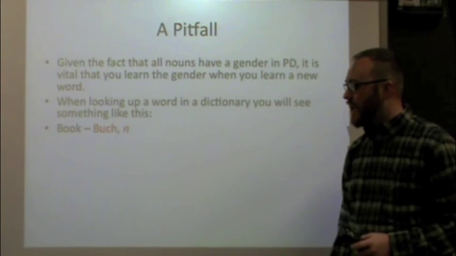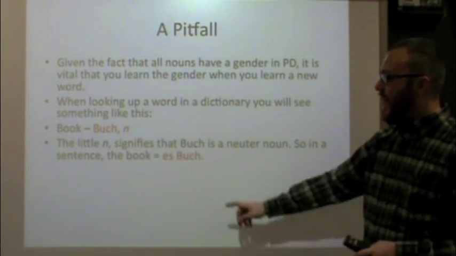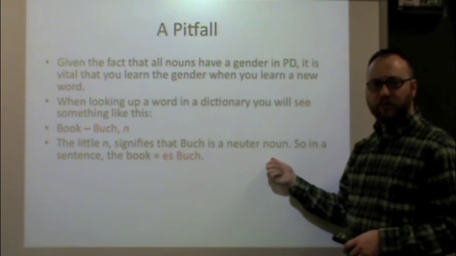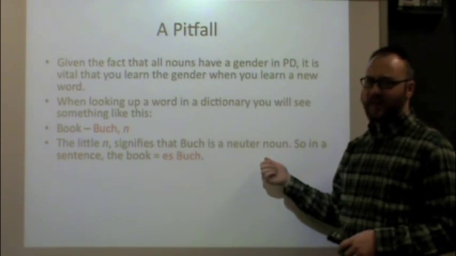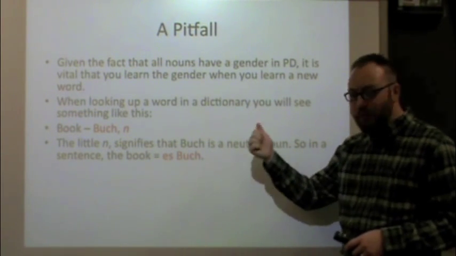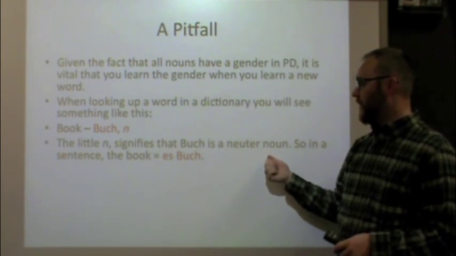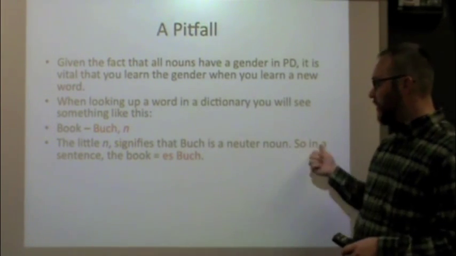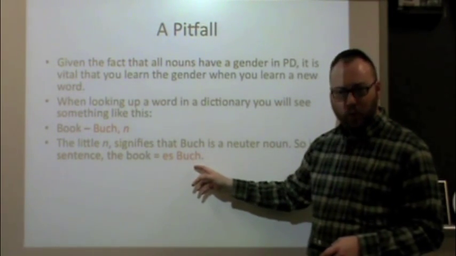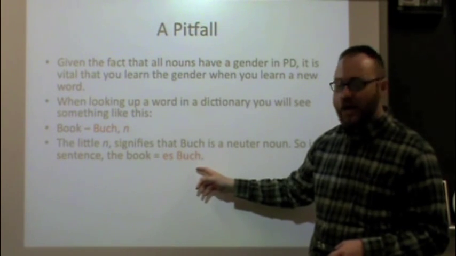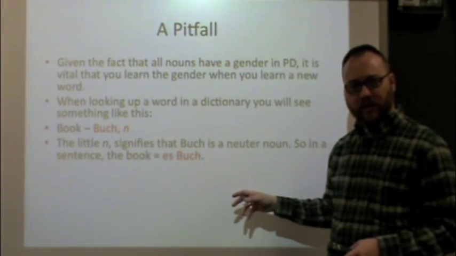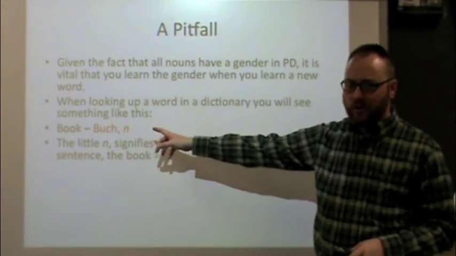Now, how do you interpret that as a new learner? That little N signifies that boeg is a neuter noun. It has nothing to do with the fact that it's not masculine or feminine in nature. It just happens that boeg is a neuter noun in Pennsylvania Dutch. Given that chart we just looked at, if that was in a sentence and it was the subject, the book would be es boeg, because it's a neuter noun. If this was a masculine noun, then it would be der. That's why we had the 4 different ways. So that's how you interpret that when you run into those in a dictionary.